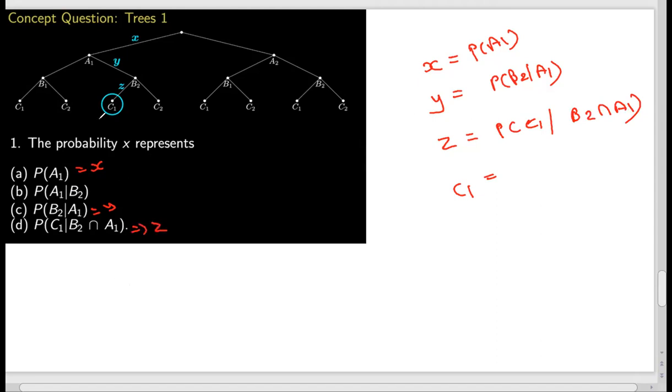What does this circle represent? Circle does not represent the probability, but circle represents an event. And what is the circle representing? Circle is representing the multiplication of all these things, meaning A1 intersection B2 intersection C1. That's what you are getting. Okay. So this is all about today's lecture.